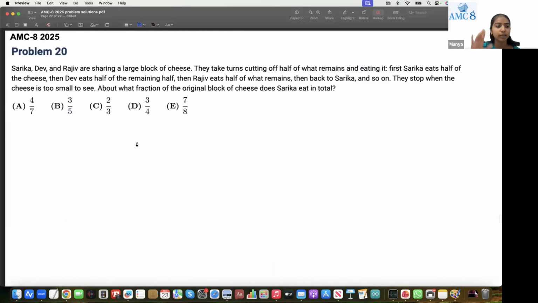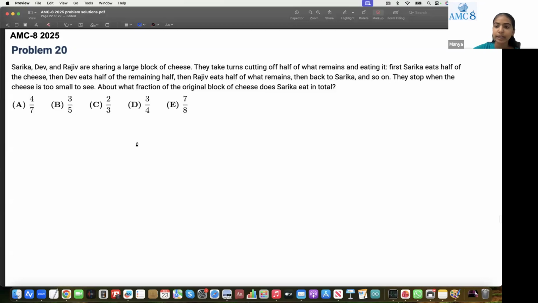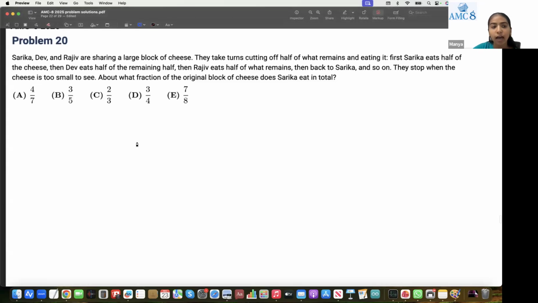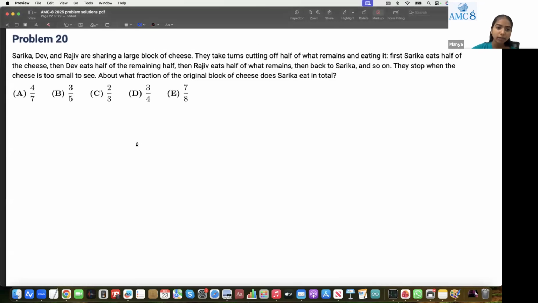Problem number 20. Sarika, Deb, and Rajab are sharing a large block of cheese. They take turns cutting half of what remains and eating it. First, Sarika eats half of the cheese, then Deb eats the remaining half, and Rajab eats half of what remains. Then back to Sarika, and so on. They stop when the cheese is too small to see. About what fraction of the original block of cheese did Sarika eat in total?